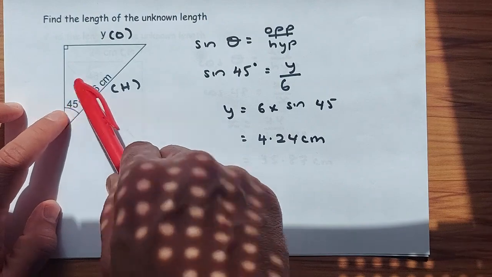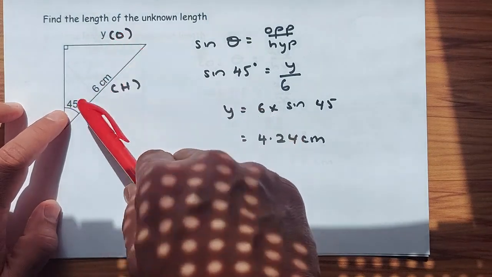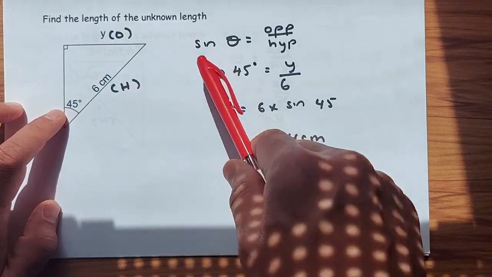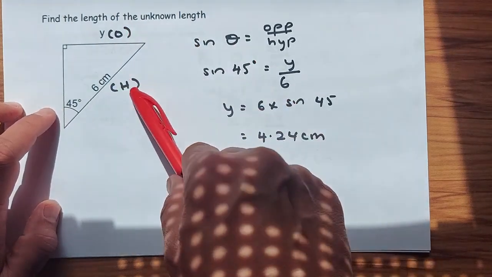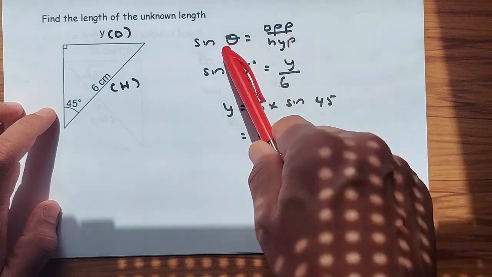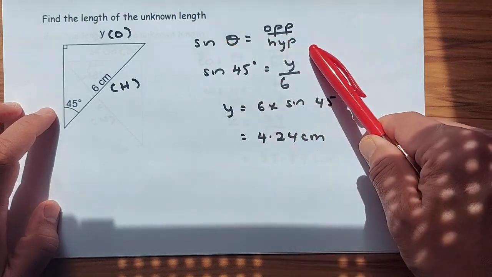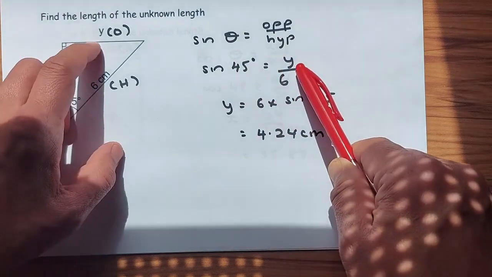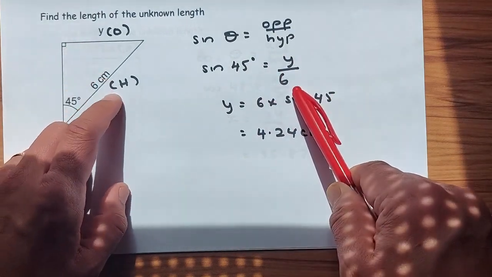So this is the angle, the side opposite is called the opposite, and the longer side opposite 90 degrees is the hypotenuse. So you need to know there's the sine because it's opposite over hypotenuse, so SOH. So sine theta is opposite over hypotenuse. Theta is the angle, so theta is 45. Opposite is y, and hypotenuse is 6.